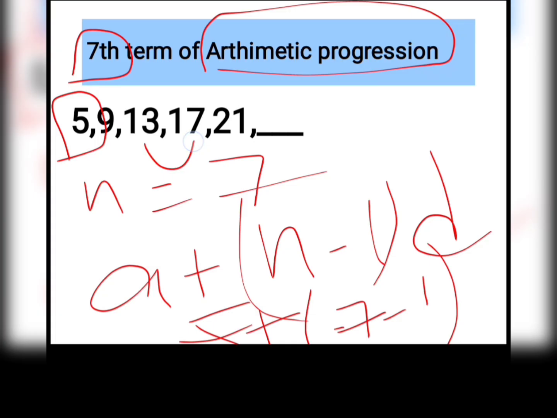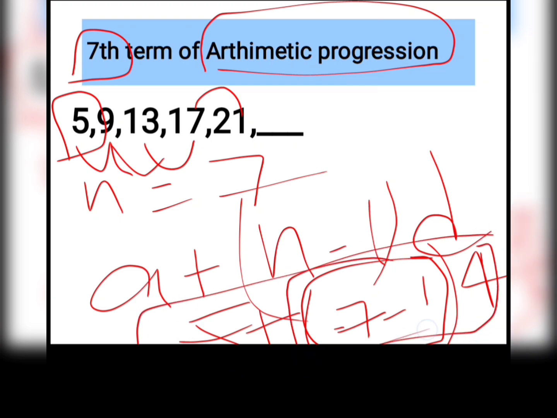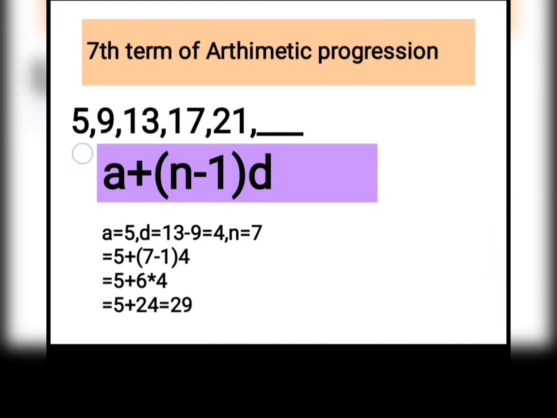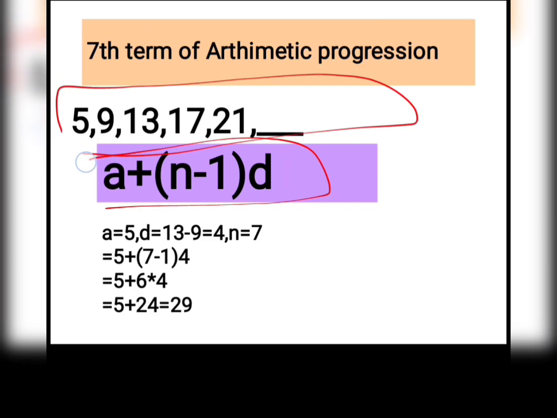d is the difference between any two successive terms. You can take these two, 17 minus 13 or 21 minus 17. Taking 21 minus 17, you are getting 4. Wherever you subtract, you will get 4 only. So substitute the common difference as 4 here. 7 minus 1 is 6. 6 into 4, 24. 24 plus 5 is 29. So 29 is the 7th term of this progression. We know our formula. We know what the first term is. We know which term we are going to find. We know the common difference. Substituting all the values, you will get the required term.